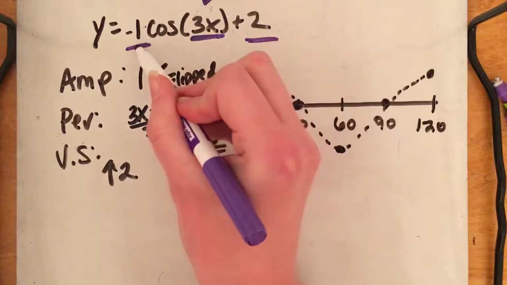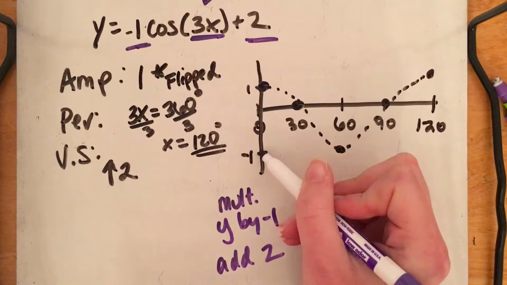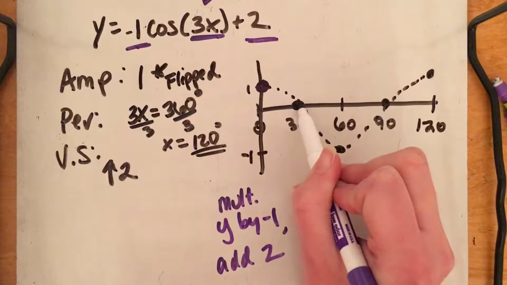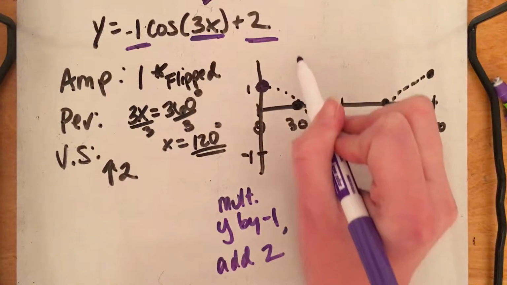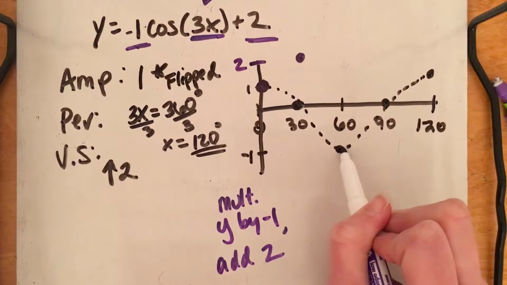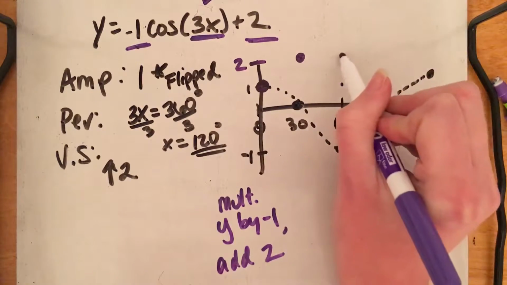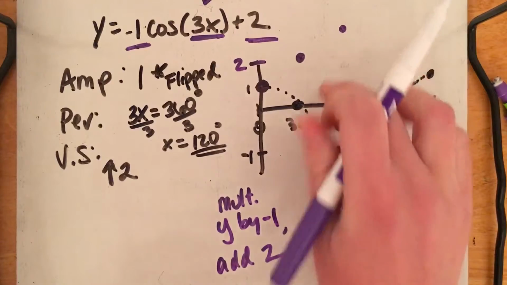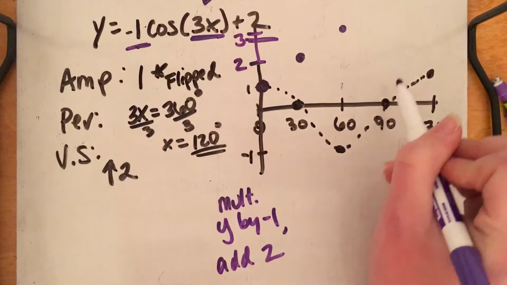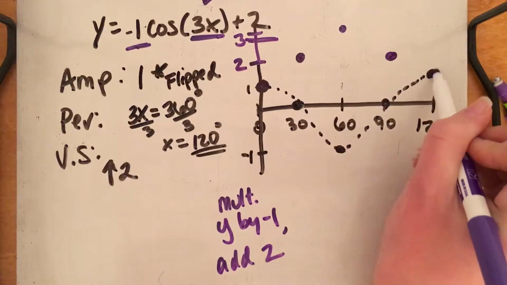So 1 times -1 is now -1, so technically I'd be here, but then I'm going to move it up 2 spots. So 1, 2, it actually is back where it started. The next point here, 0 times -1 is still 0, but then moving it up 2 spots, let's say that's 2 right there. -1 times -1 is +1, and then moving it up 2 spots is actually at 3. 0 times -1 is 0, up 2 spots is at 2, and 1 times -1 is -1, up 2 spots is in the same place.